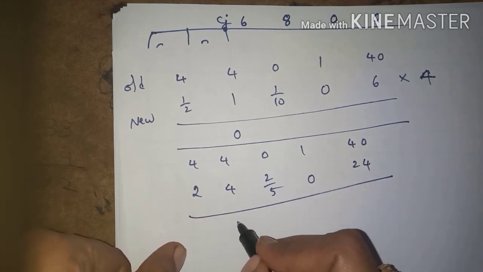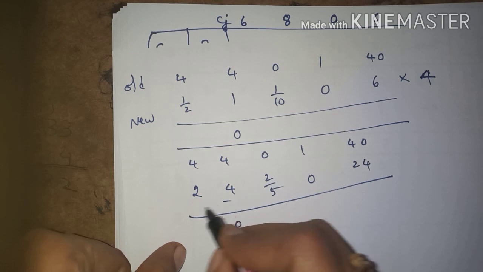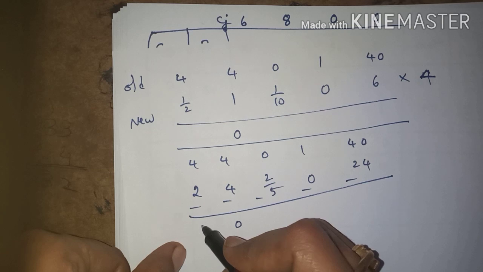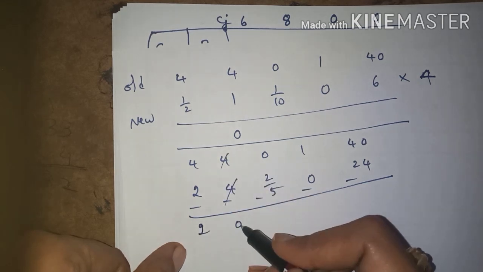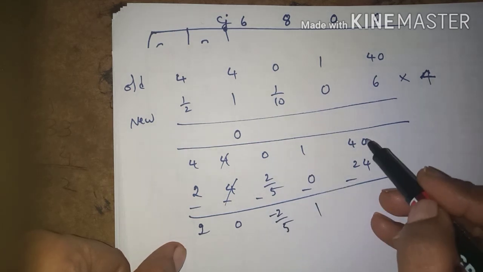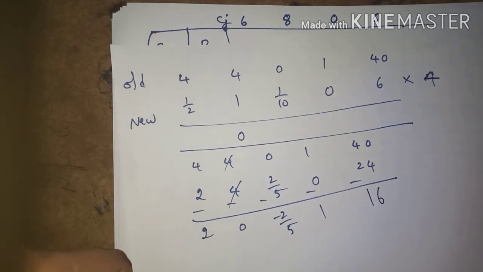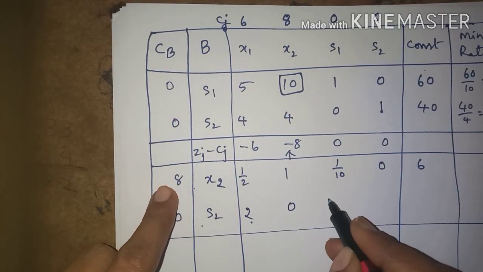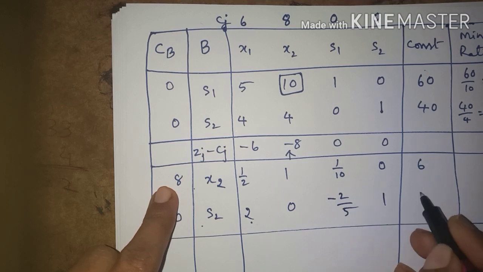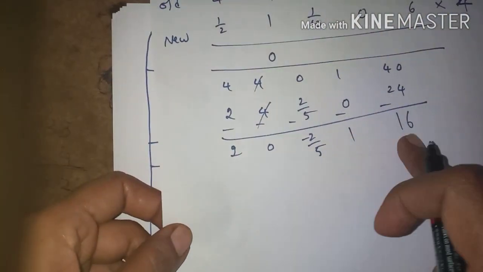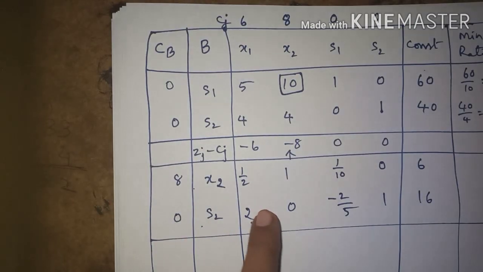Now the second place we have to get 0. To get 0 here, we have to subtract the complete row. So 4 minus 2 is 2. 4 minus 4 gets cancelled, 0. 0 minus 2 by 5 is minus 2 by 5. 1 minus 0 is 1. 40 minus 24 is 16. That I will write here: 2, 0, minus 2 by 5, 1, 16. Like this we have to do the rough work very carefully. Old row first, next new row, like that. Whatever value you have got, I wrote here.